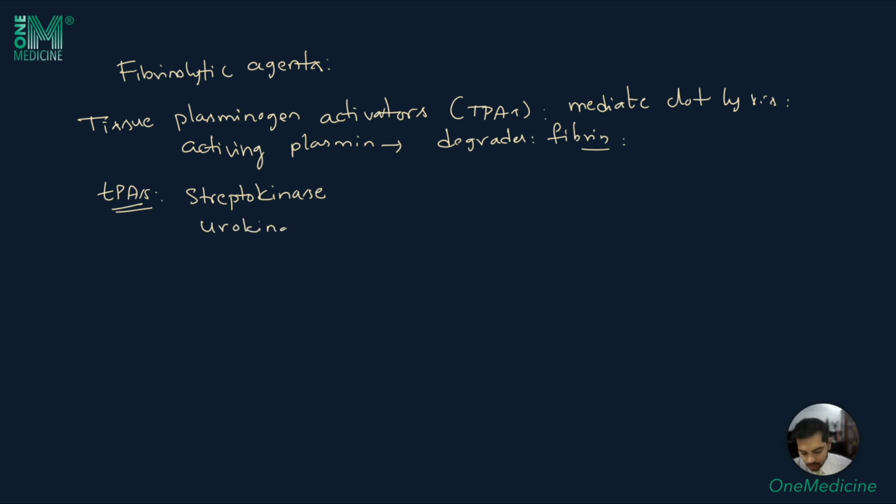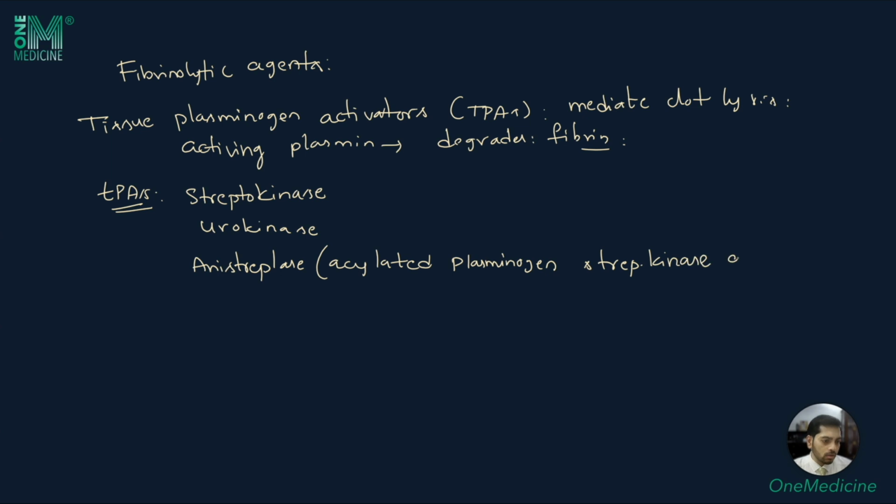urokinase, anistreplase, which is an acylated plasminogen streptokinase activator complex, and recombinant tissue plasminogen activators including alteplase, reteplase, and tenecteplase.